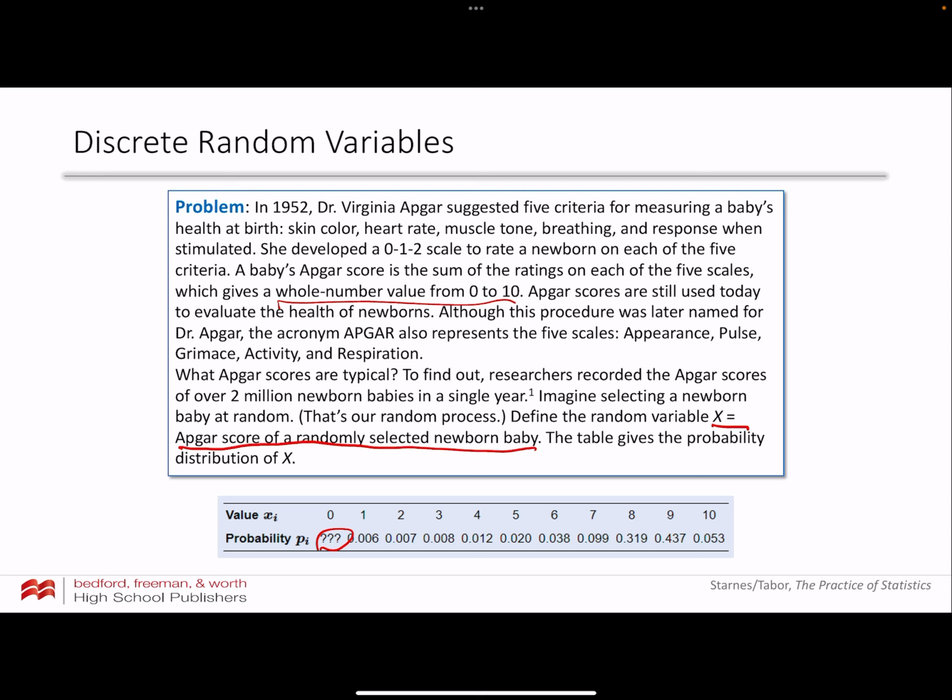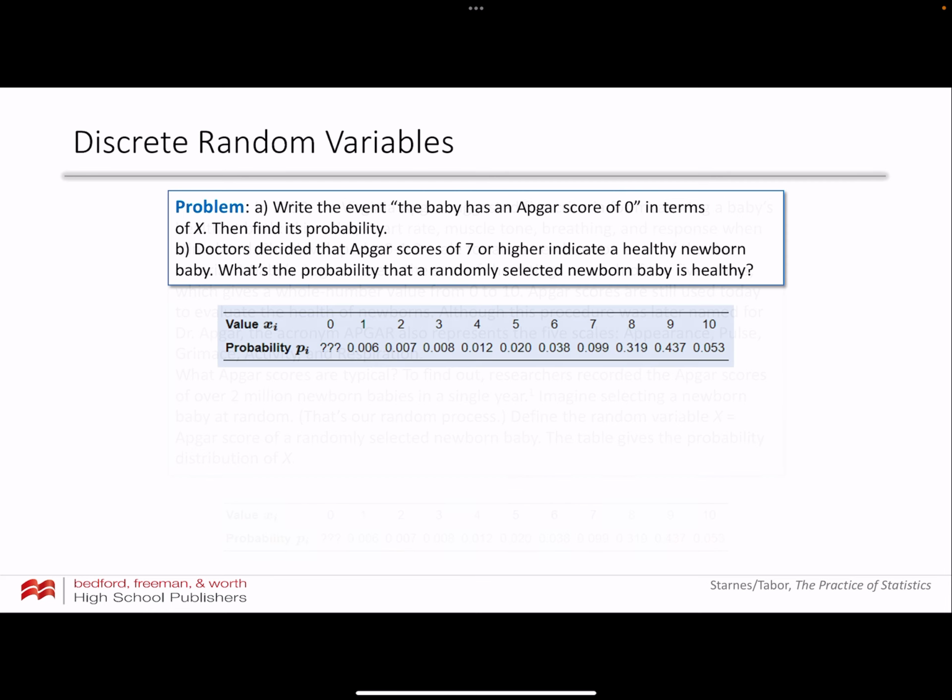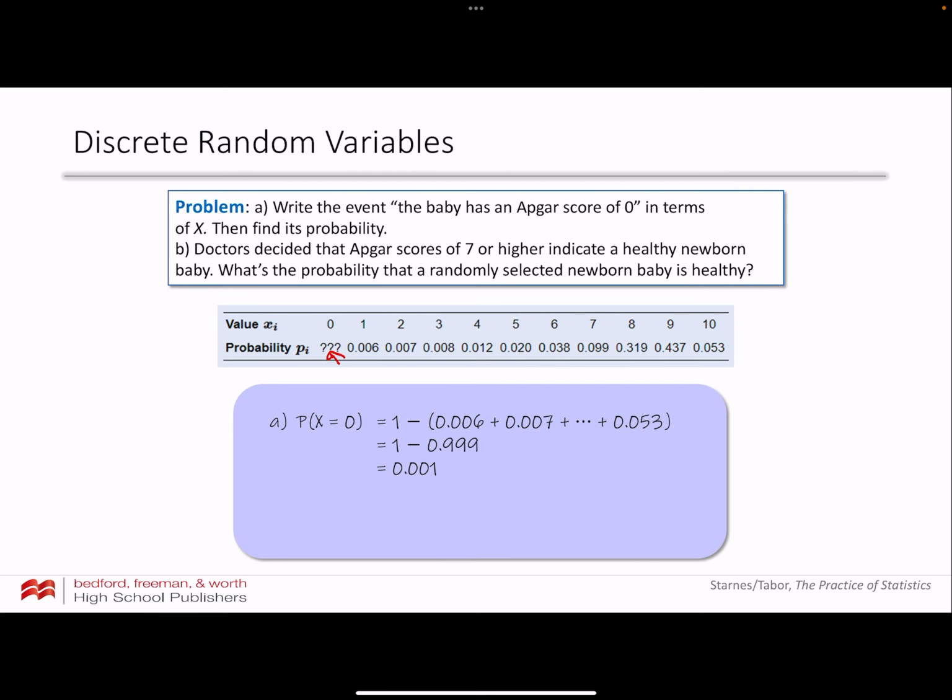X is the APGAR score of a randomly selected newborn baby. So this is the notation that you need to know, be able to read, and be able to use. The event that the baby has an APGAR score of 0 is like X equals 0, and we're trying to find that probability. So we're trying to find the probability of X equals 0.